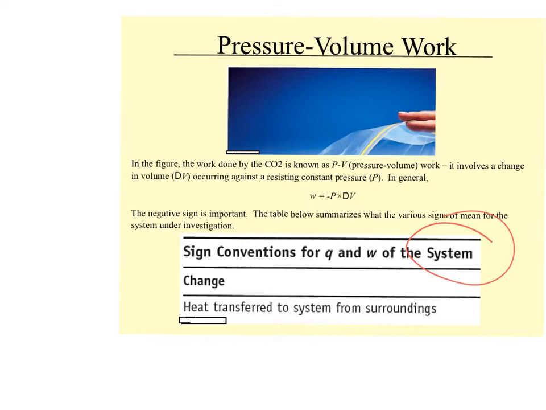If the heat is transferred from the system to the surroundings, that's a negative. That means that heat is being given off by the system, right? Energy in the first case was increasing. Energy in the second case is decreasing. Work is the same thing, right? So when work is done on the system, that's going to be a positive W, and when work is done by the system on the surroundings, that's going to be a negative. Again, those correspond to the energy change in the system.